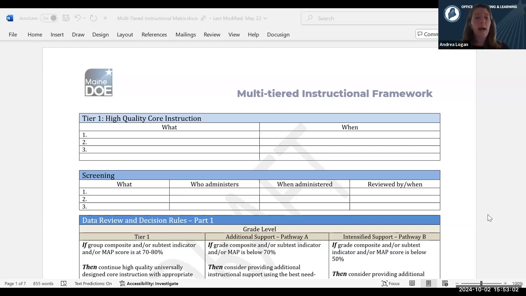And so essentially it's broken down into a couple of different areas. We have a tier one section where we answer the questions of what and when. So what is being done and when is it being done? We break down and fill in screening that's being done at that tier one level. So what is screened, who is screening it, when is it administered, and when is it reviewed? So that we have a plan for and know when our screening data or our testing data is being utilized and when we are going to actually use it for decision making.